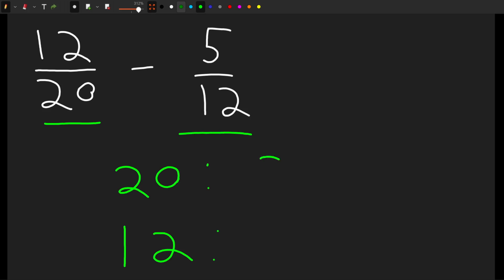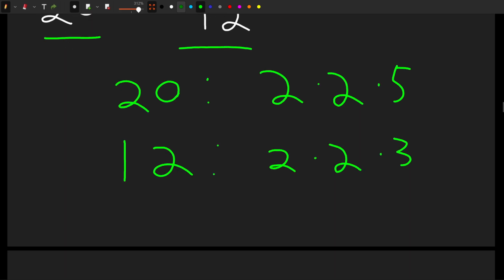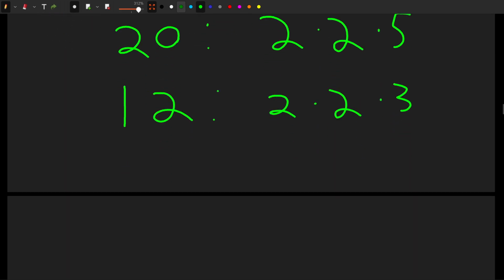20 is 2 times 2 times 5, right? 2 times 2 is 4, 4 times 5 is 20. And then 12 is 2 times 2 times 3.